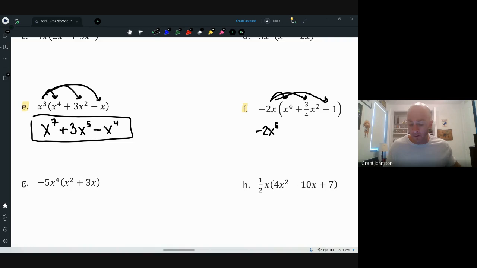Negative 2 times 3/4, that would be negative 6/4, which is negative 3/2. And again, you can write that all out or use a calculator. It's really up to you.